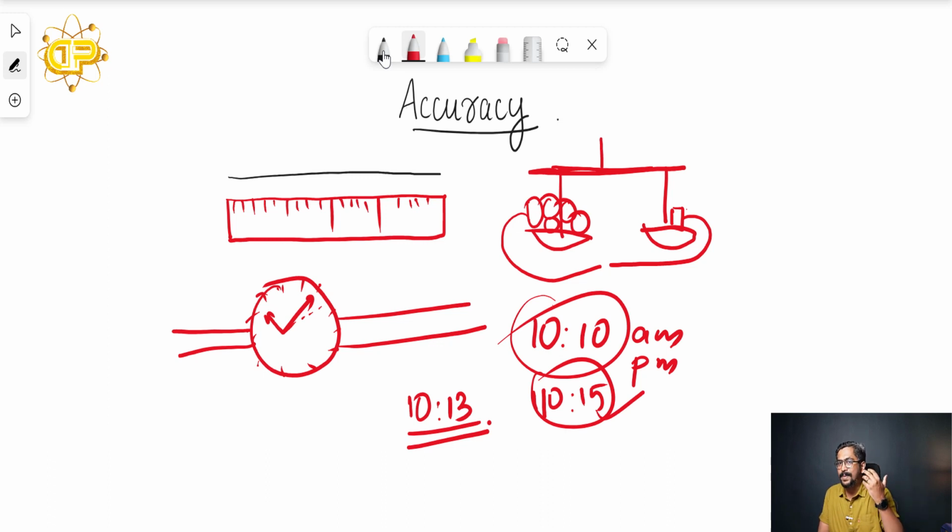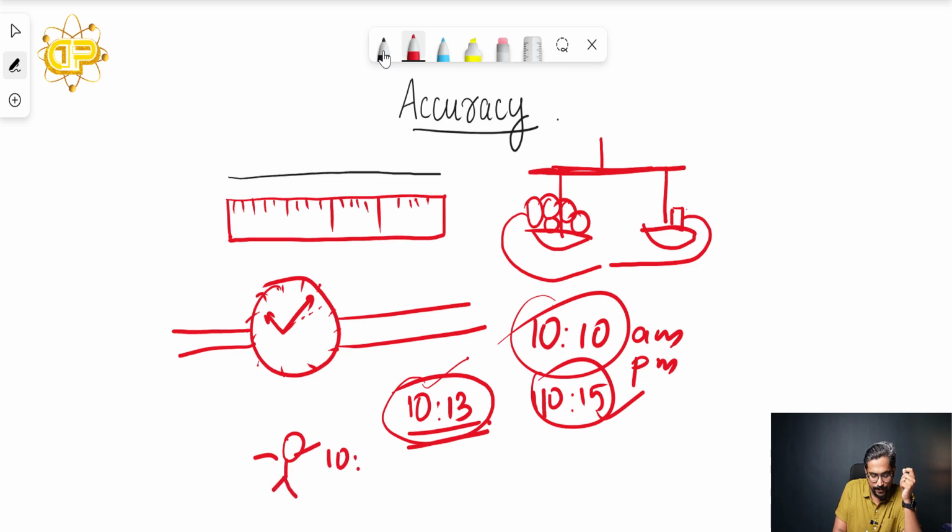So what do you mean by that? Here, accurate time means 10:13. That is how close you are to the true value. For example, if the actual time is 10:13, and one of your friends says the time is 10:10, and another friend says it is 10:14, then who is more accurate? You will say this particular friend is more accurate, right?